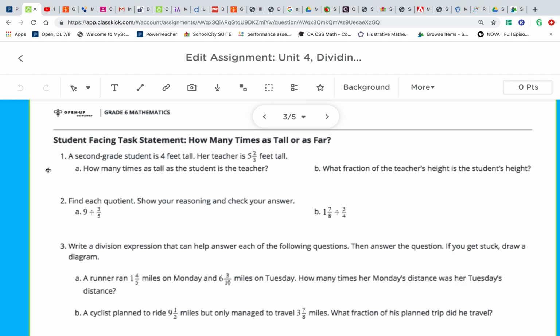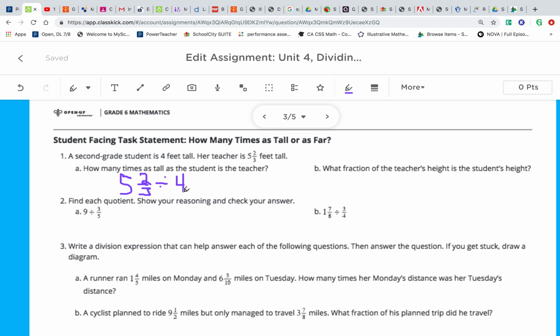Our first question says a second grade student is 4 feet tall. Her teacher is 5 2/3 feet tall. How many times as tall as the student is the teacher? Well, what you're going to do here is take 5 2/3 and divide it by the height of the student. The student's 4 feet tall, so 5 2/3 divided by 4.